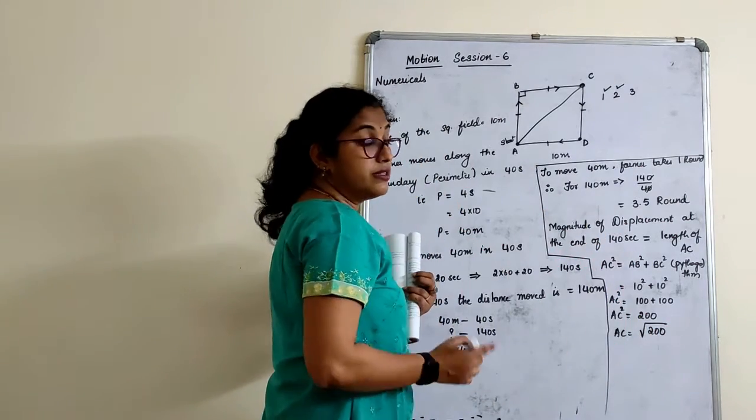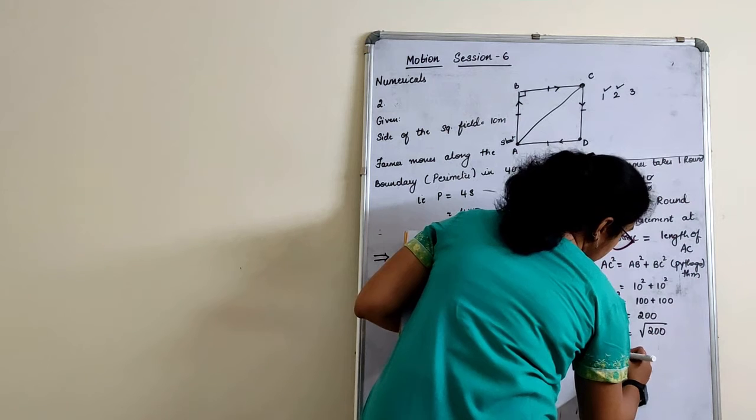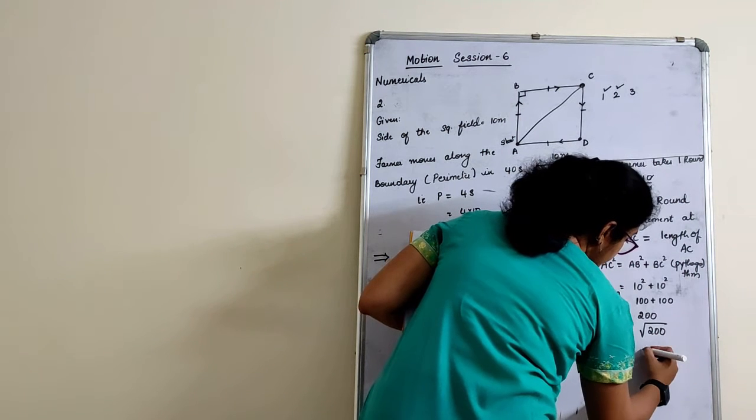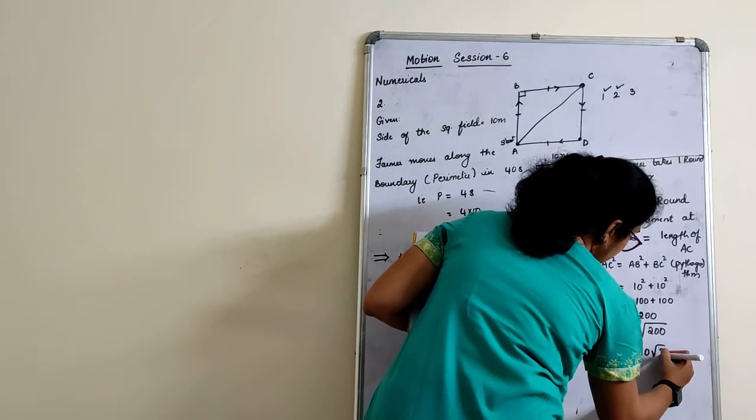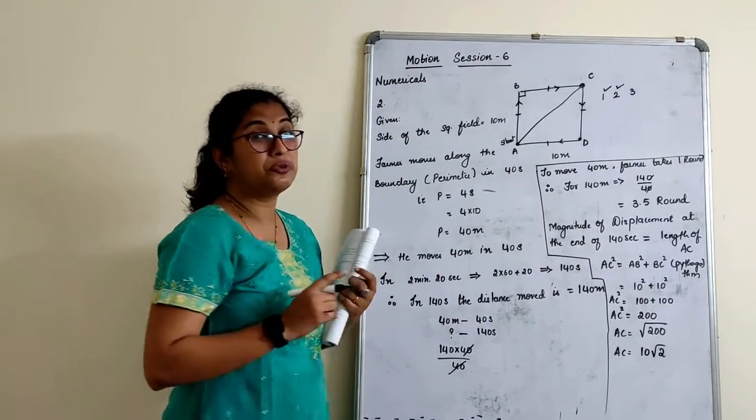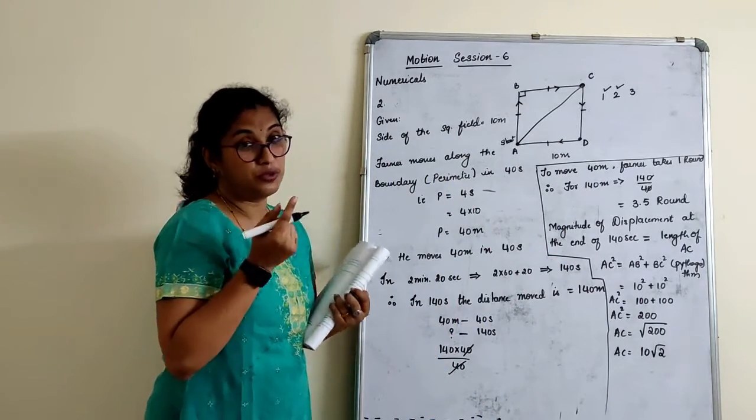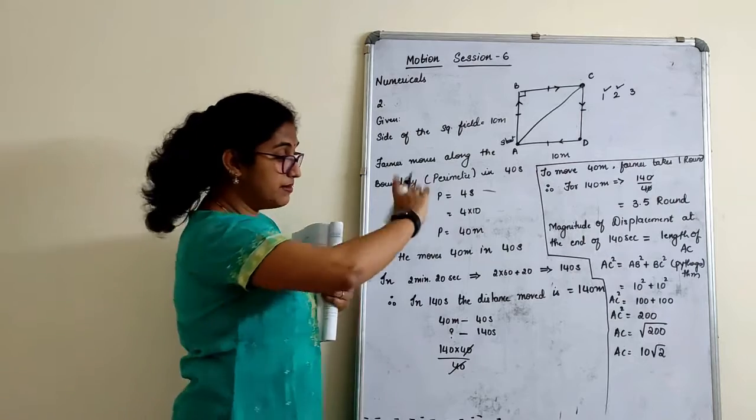Now we know how to split this: 100 into 2. AC is nothing but 10 root 2. I'm sorry, I went wrong. It is not root 2 side, it is side root 2. I just completely missed that part.